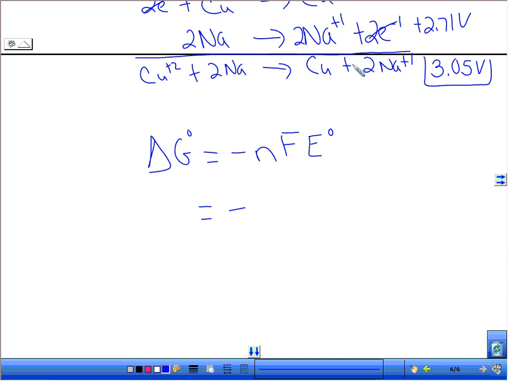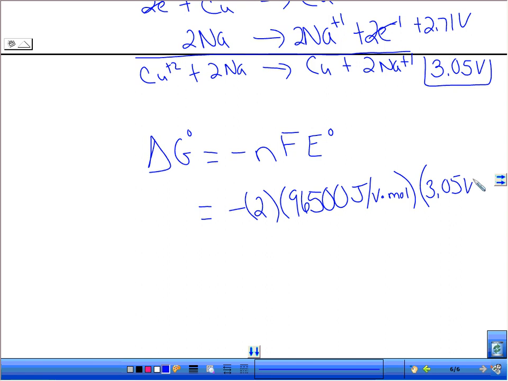It's a total, like if I were giving someone a quarter, I would give up a quarter and they would take the quarter. That wasn't 2 quarters, that's just 1 quarter. It's a give and a take. There happens to be 2 here, so this is 2. Faraday's constant is 96,500. That should look very familiar. The unit we're going to use is joules per volt mole. And then we're going to have our voltage, which is 3.05 volts. And we're just going to multiply those together.